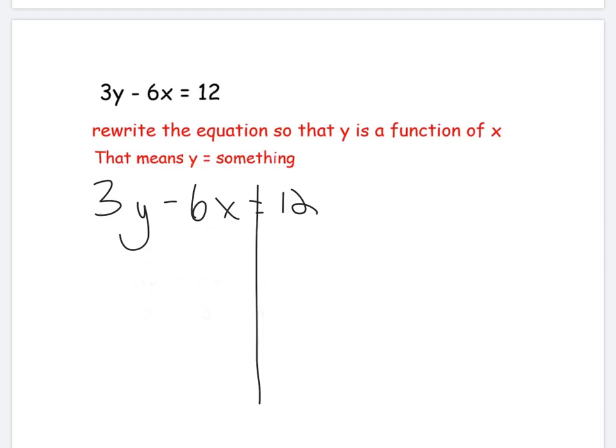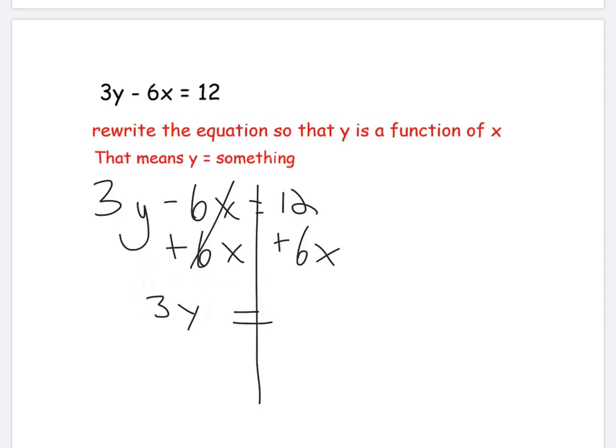Again, I have my two sides of my equation, and I want to isolate the y. So I have to get rid of what is there on the same side with it. So the furthest thing from it on the same side is the minus 6x. So the opposite of minus 6x is plus 6x. So I want to add 6x to both sides. Minus 6x plus 6x gives me 0, so they cancel out. I'm left with 3y is equal to, and then over here I have 12 plus 6x.